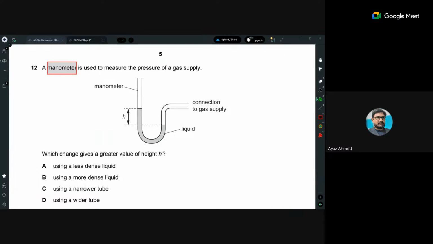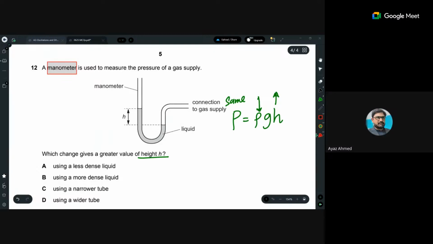Which change gives the greater value of height? You know pressure is equal to rho g h. So we need to increase the height. When we increase the height for the same pressure, the pressure is kept the same because it is connected to the gas supply. So you have to decrease the density. Got it?